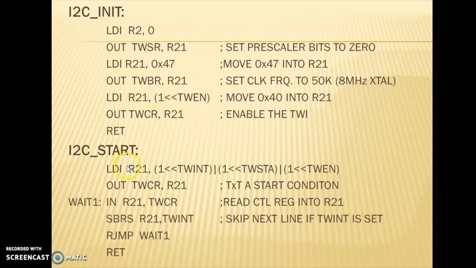Then to generate the start condition, we are setting the TWINT, TWSTA and TWEN bits of the control register. And then we are waiting for the TWINT flag to get set. We are writing a 1 to the TWINT bit to clear it. Now after writing a 1 to this bit, it becomes 0, and then we are waiting for that bit to get set. Then after it is set, we are returning from the program.